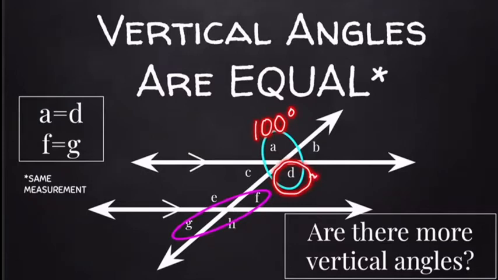Okay, so that means they have the same measurement. So that means if this one is 80 degrees, Warren, what would be the measure of G?